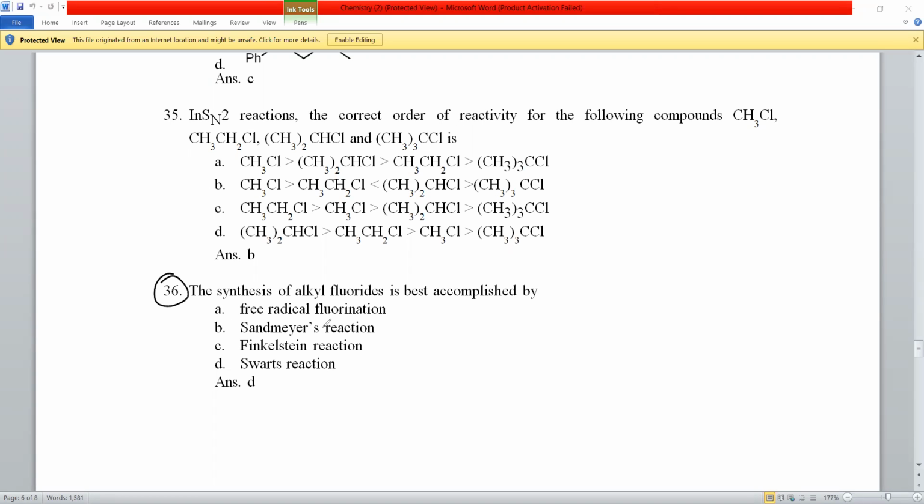Next, 36. The synthesis of alkyl fluorides is best accomplished by, students, this is a NCERT question, Swarts reaction. The Finkelstein reaction is for iodoalkanes. The Sandmeyer reaction is for aromatic compounds. Free radical fluorination is unstable; it is a highly exothermic reaction, so it is impossible to prepare by free radical substitution. So that's why one of the best methods is the Swarts reaction.